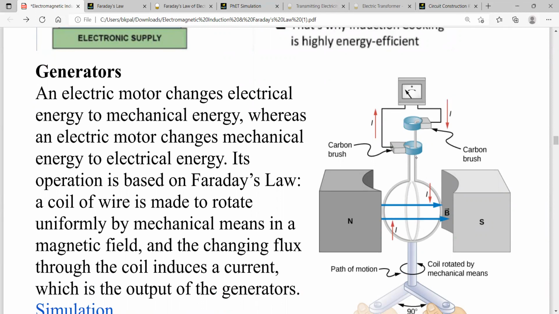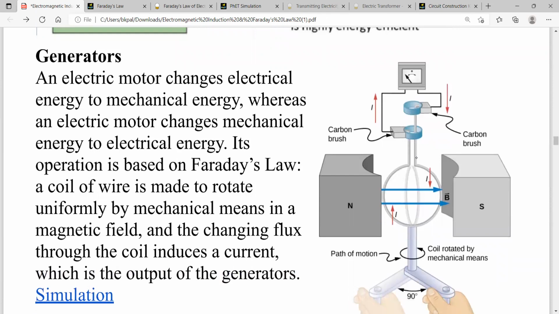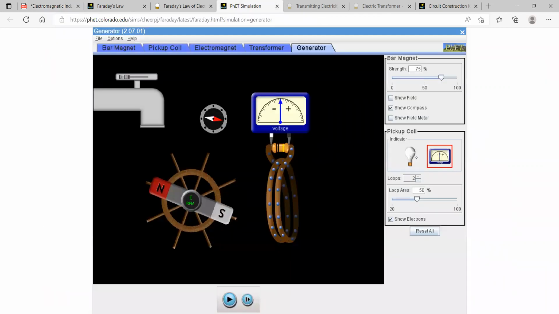In an electric motor, we convert electric energy into mechanical energy. By using the similar thing in a generator, we can convert mechanical energy into electrical energy. So here you can see how it works. It's basically a simple generator.